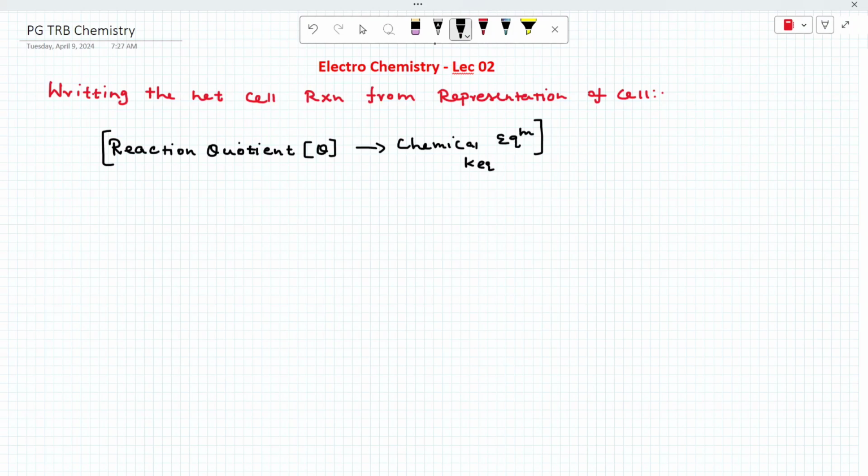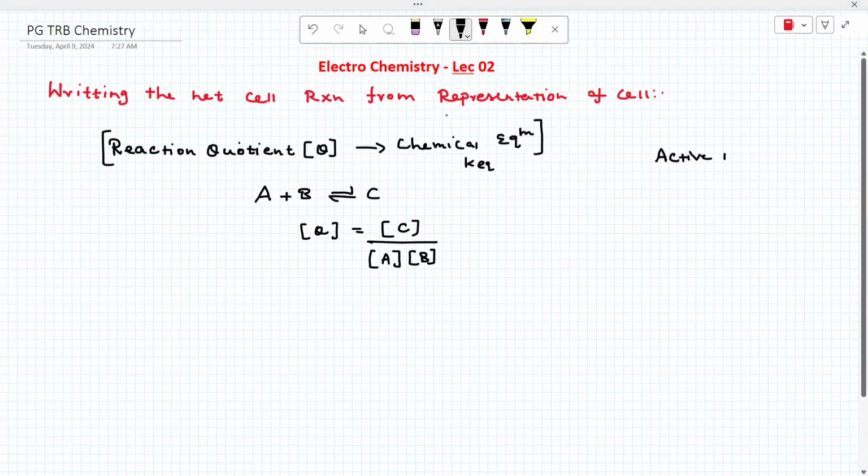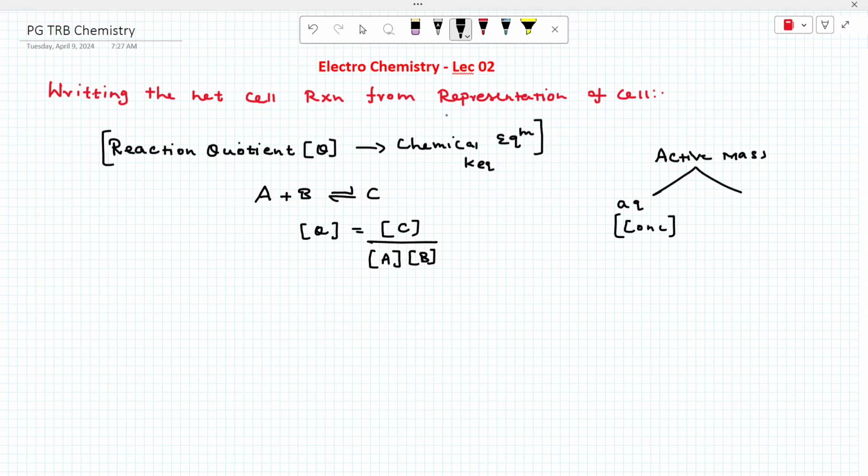Now see, if I take this reaction, for example, A plus B in equilibrium with C. What is the reaction quotient for this reaction? The reaction quotient Q is equal to the concentration of product divided by the concentration of reactants, concentration of A times concentration of B. Now, one more important point. Generally concentration we call active mass. For aqueous species we can use the concentration term, in close brackets.